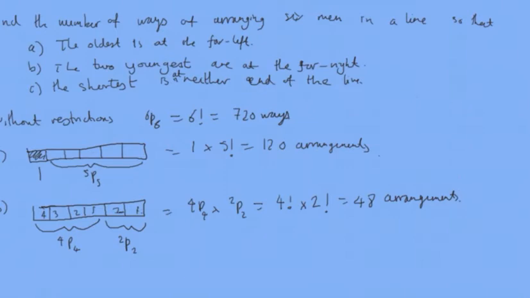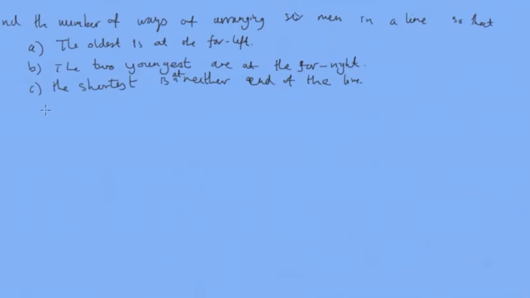And finally, let's clear that bit away. We have the shortest is at neither end of the line. So there are only 5 men who can be placed at the far left. So there are only 4 men that can be placed at the far right. Or you can switch that over. You could have 4 men here and 5 men here.